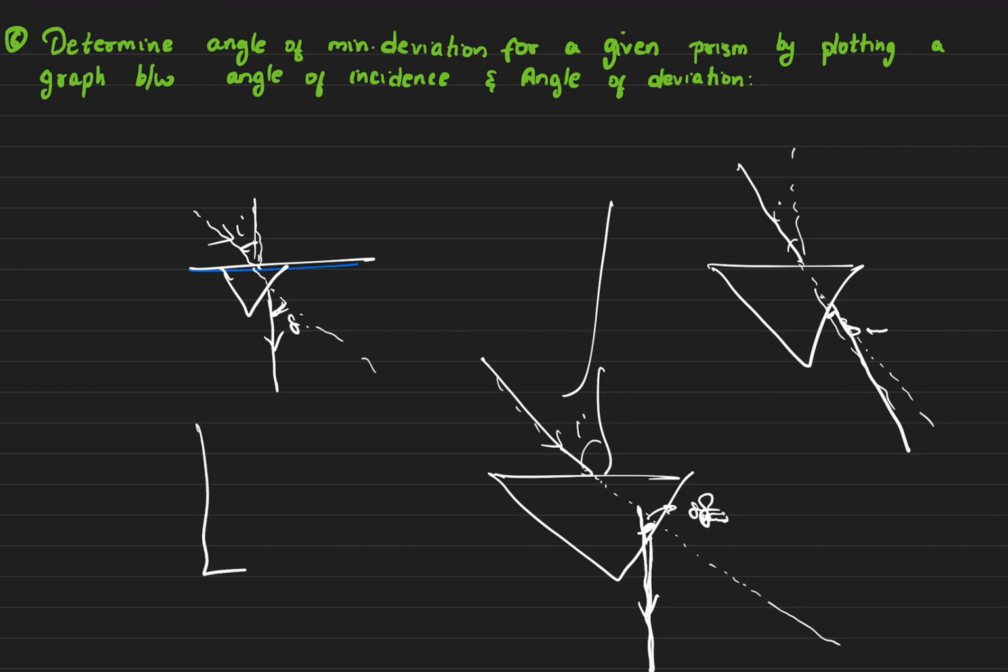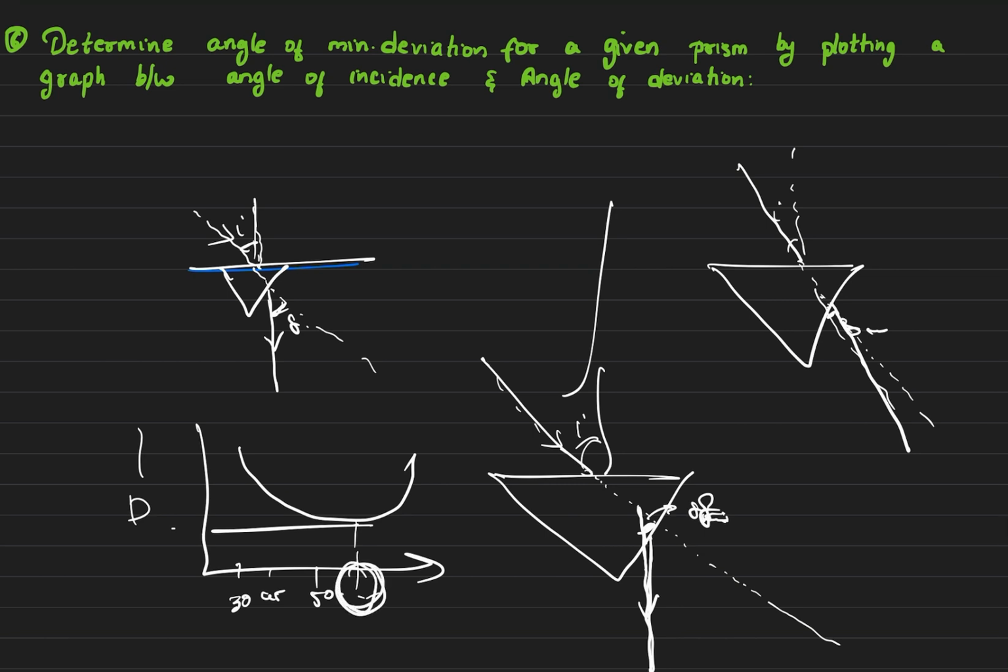Again, you can draw a graph for different values. You are going to take different incident values, 30 degree, 45 degree, 50 degree. You are going to get a graph like this. The angle at which you are getting the lowest value is called the angle of minimum deviation. This is my deviation. This angle is considered as angle of minimum deviation because here you are getting minimum value of deviation.